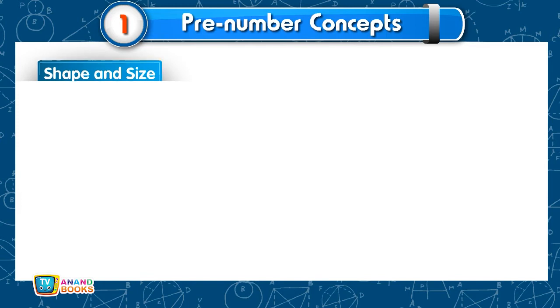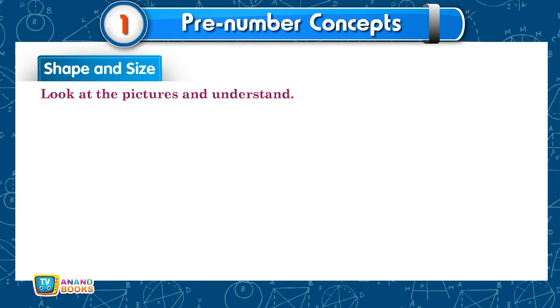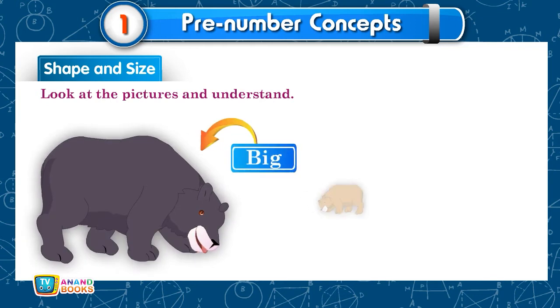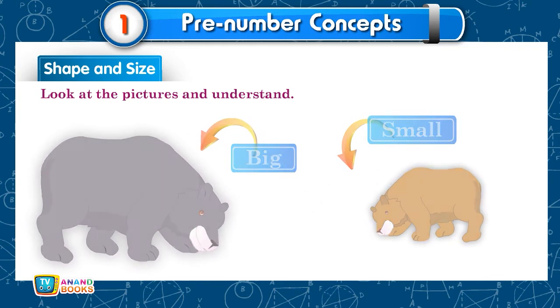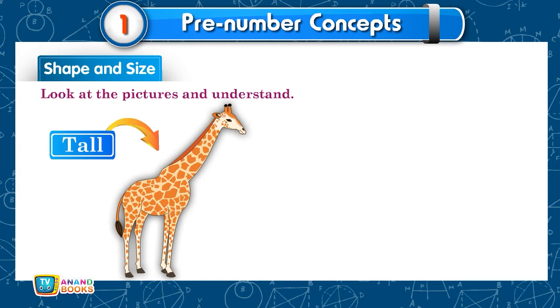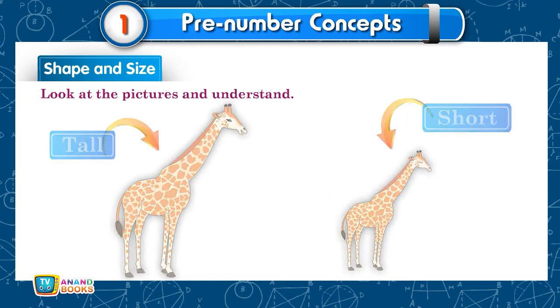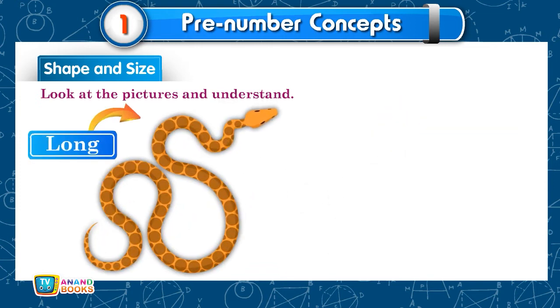Chapter 1. Pre-number concepts. Shape and size. Look at the pictures and understand. Big, small, tall, short, long, short.